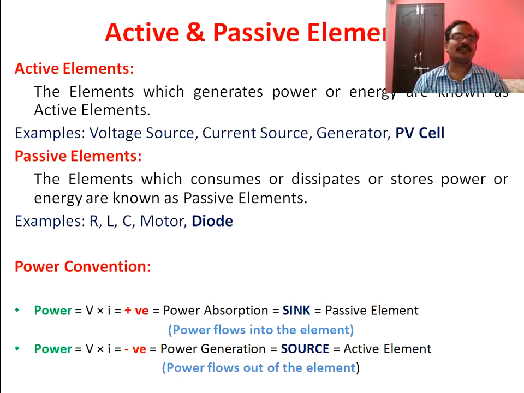Before understanding that, let's discuss the two elements which we have already come across in BEEE: active and passive elements. What is an active element? The element which generates power is known as an active element. Examples are voltage source, current source, and a generator. Coming to our subject, a PV cell is an active element because all these four, voltage source, current source, generator and PV cell, will generate power, right?